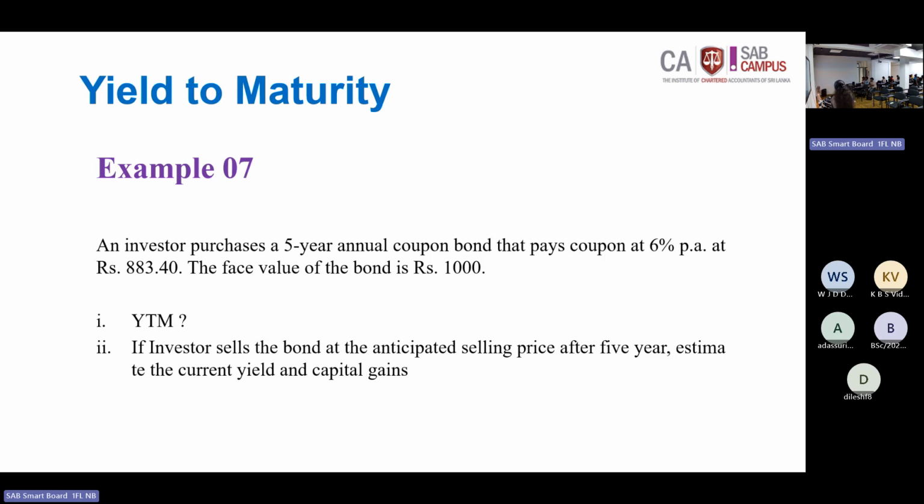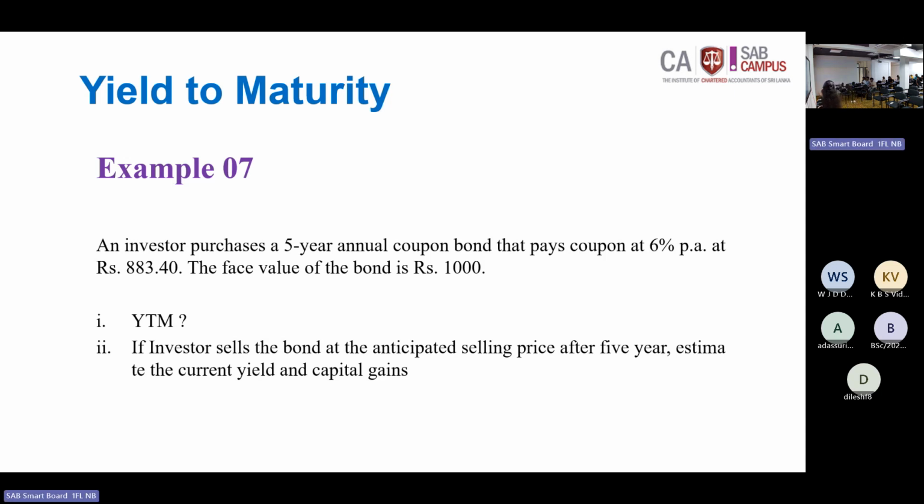An investor purchases a 5-year annual coupon bond. What's the maturity period? 5 years. This is a coupon bond. There are 2 payments. What are those 2 payments? The coupon payment, and the other one is the face value at the end of the maturity period, which pays 6% per annum as a coupon. That means 6% is what? Coupon payment.